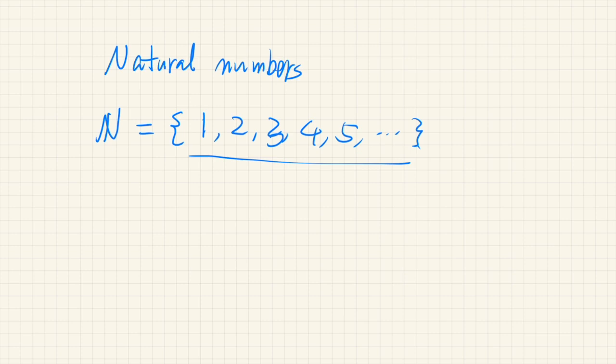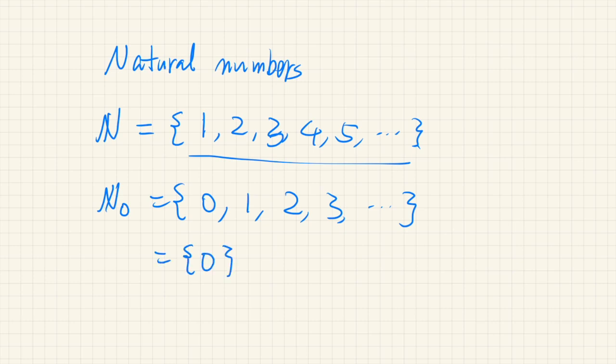And sometimes it's convenient to include 0 as a member of the set of natural numbers. In that case, in this lecture, we write like this, N0, which includes 0, 1, 2, 3, and so on. So if you know some set operations, which we will introduce more formally in the next lecture, this may be written as the union of the set of 0 and the set of natural numbers. Okay.